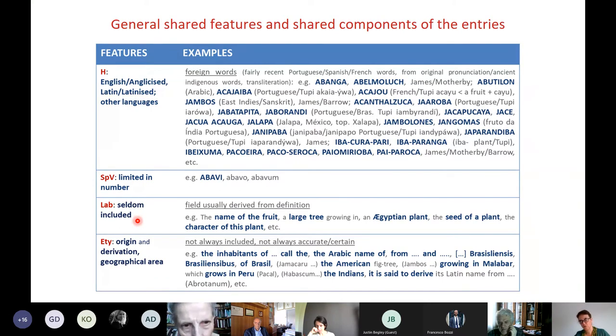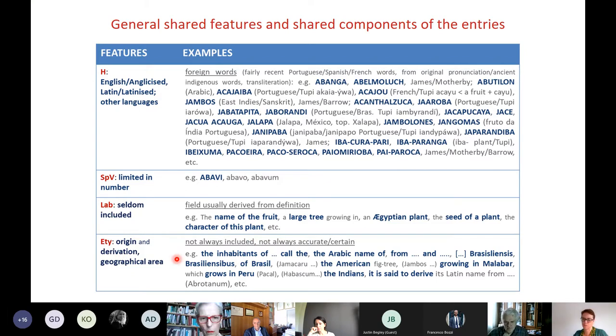Actually, in universal dictionaries of arts and sciences, you have labels such as in botany, in materia medica, in pharmacy, but they include so many branches of knowledge that they need to define. Here, it is supposed that the readership is clearly focused on that domain, a complex domain, including pharmacy, chemistry, and botany, so it is not perceived as necessary. But something that overlaps between labels or introductory expressions and glosses and definition is the name of the fruit. So we know that it's a fruit, a tree, an Egyptian plant, or the seed of a plant. So just creating the general context.